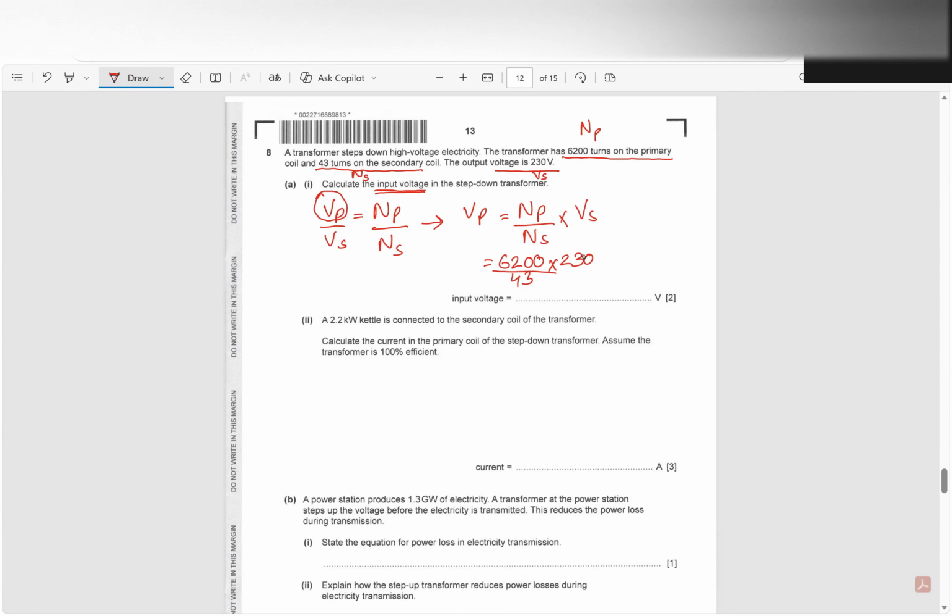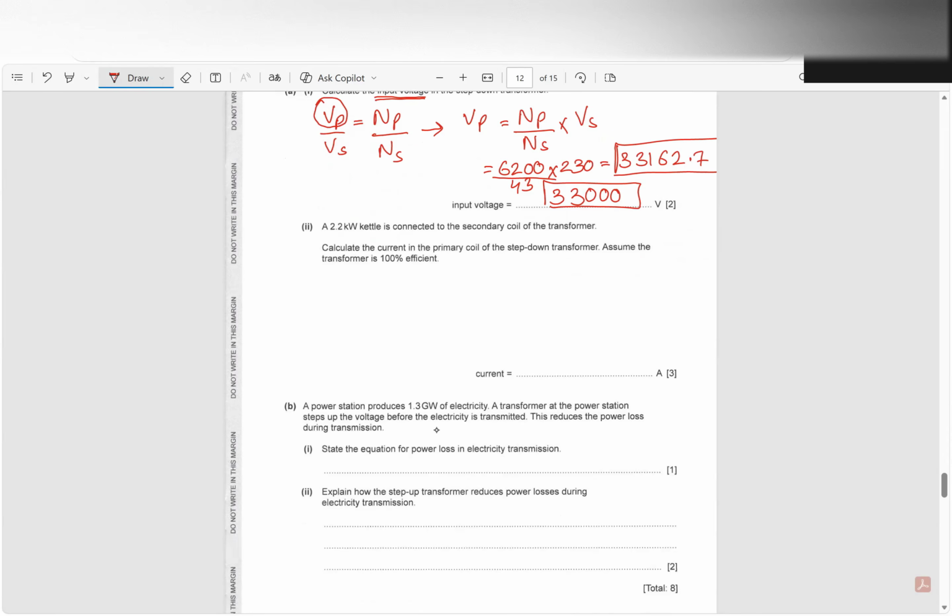So the answer that we're getting over here is this value, which we are going to round to 3 significant figures. This is something that we calculated as the primary's input voltage. Moving on to the next part.